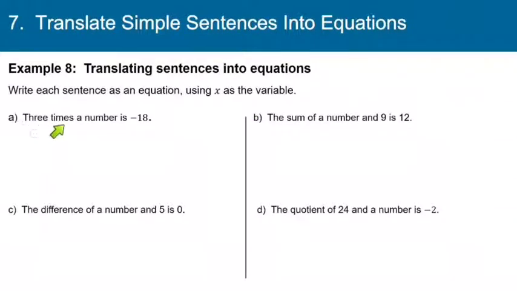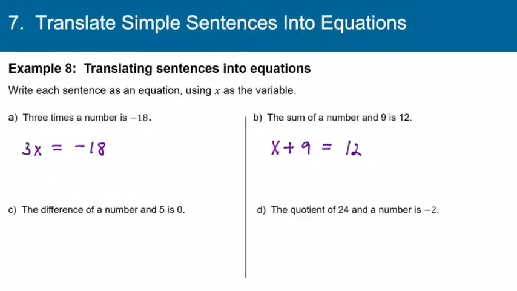So part A says 3 times a number is negative 18. So of course for the number we will use x, and we'll just write 3 times that number is negative 18. So this is how it looks in equation form. 3 times a number is negative 18. On part B, the sum of a number and 9 is 12. So for the number we'll use x, and of course sum means addition. So the sum of a number and 9 is 12. X plus 9 equals 12.